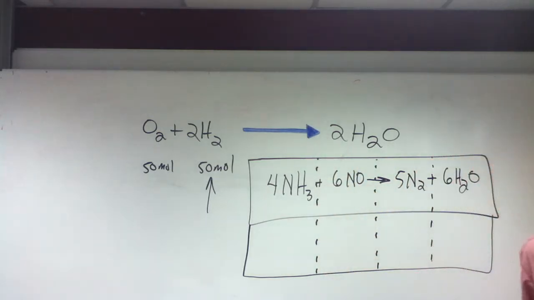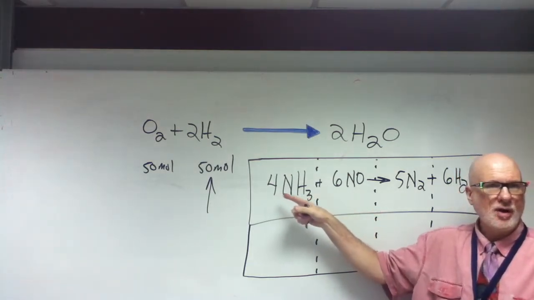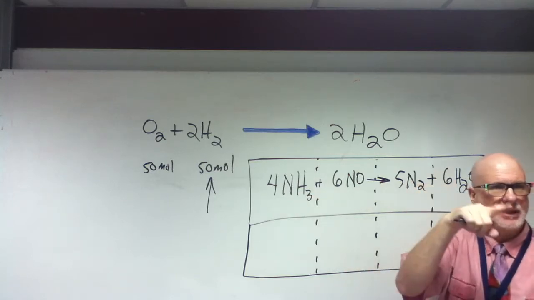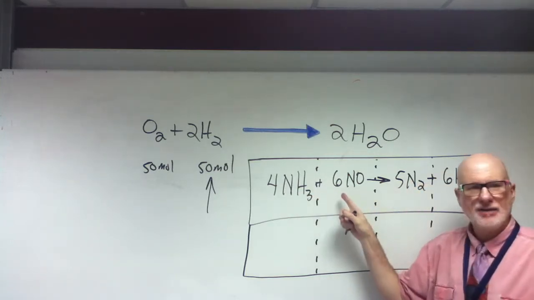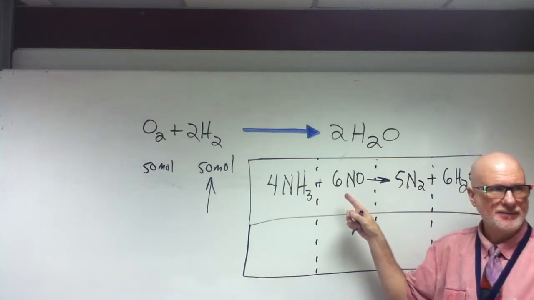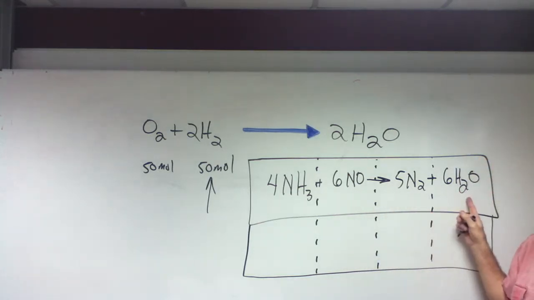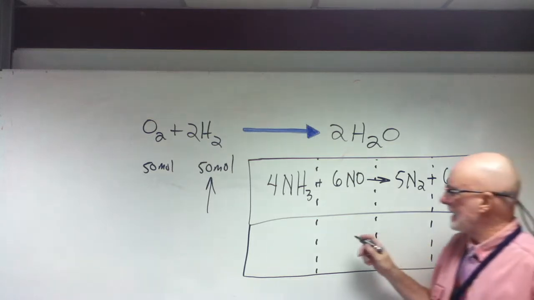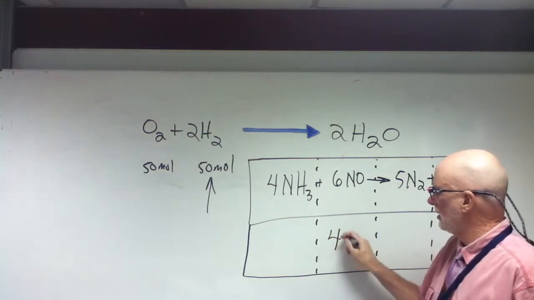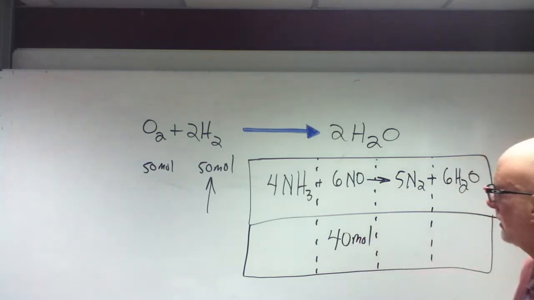All right, let's say I have the following equation. I have 4 moles of ammonia gas. I have 6 moles of, what's this called? Nitrogen monoxide, right? This is nitrogen, and this is water. Okay. So let's say I have 40 moles of that. That's an annoying value, isn't it?